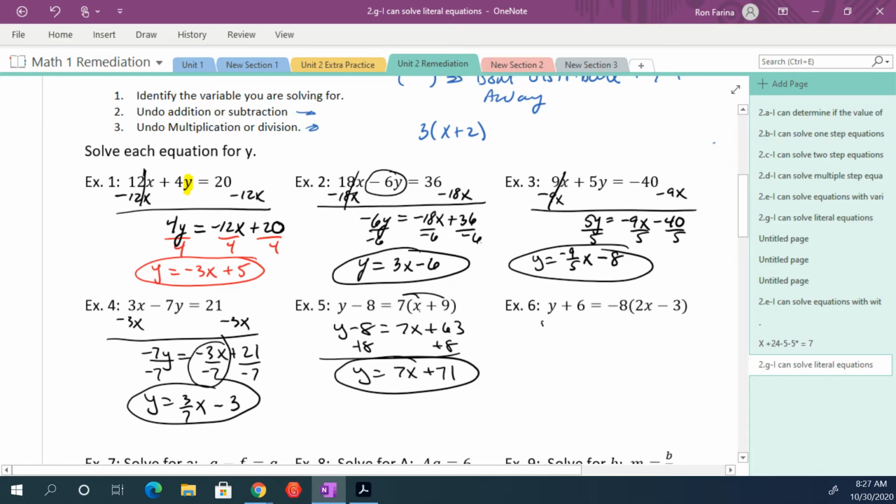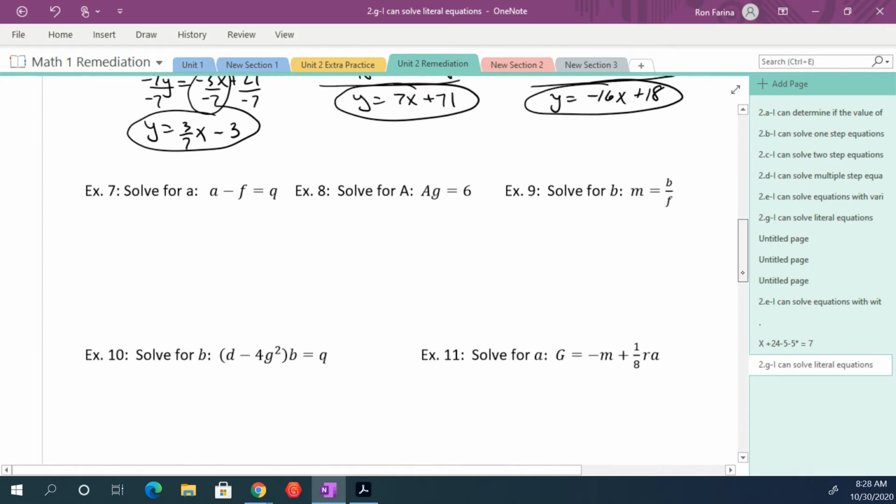When I look at example 6, y plus 6 equals negative 8 times 2x is negative 16x. Negative 8 times negative 3 is positive 24. Now, how do I get rid of that 6? I'm going to go ahead and subtract it. And y equals negative 16x plus 18. So again, that is a rare case where, with literal equations, it benefits us to distribute.